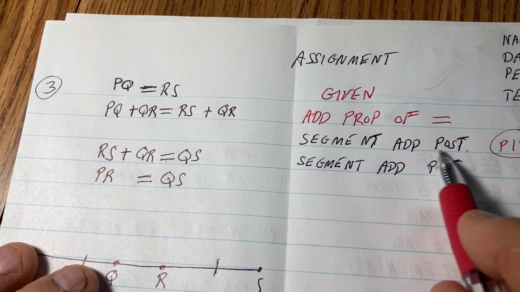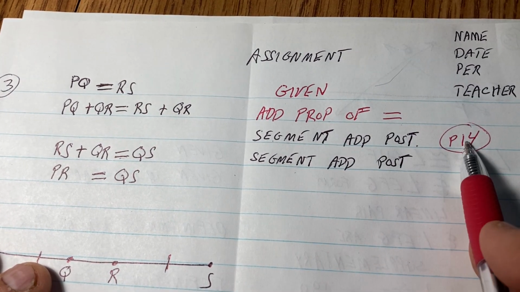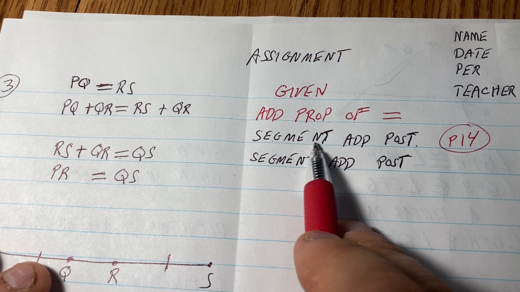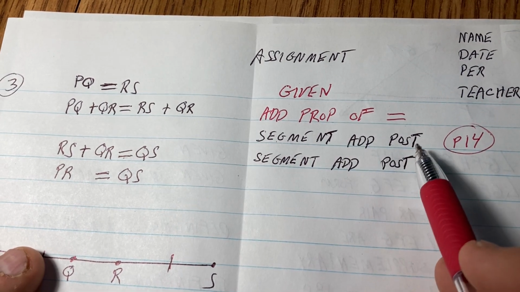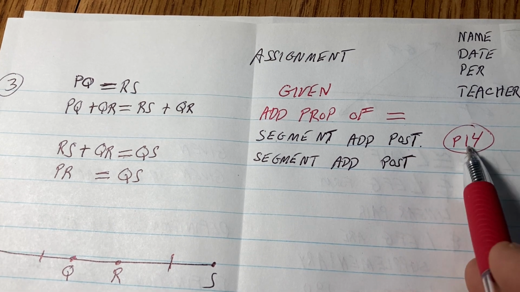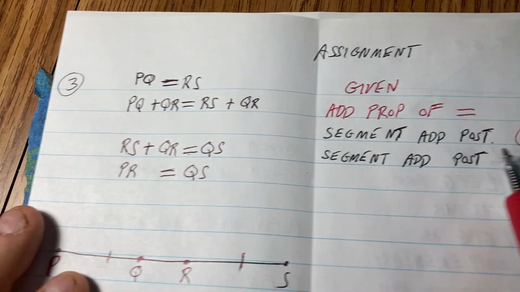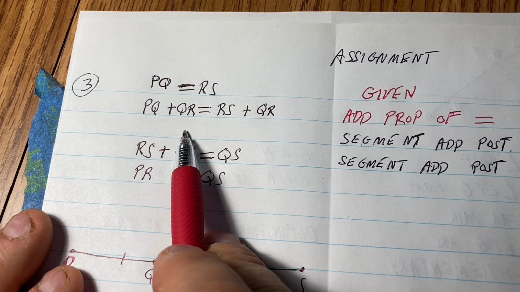That's on page 14. All right, there we go. It's on page 14. Okay. Segment addition postulate. It's a postulate, so it shouldn't need to be proven. You just look at it when you go back on page 14 and you go, oh, yeah, that makes sense. Okay. Well, what the heck do you put there?